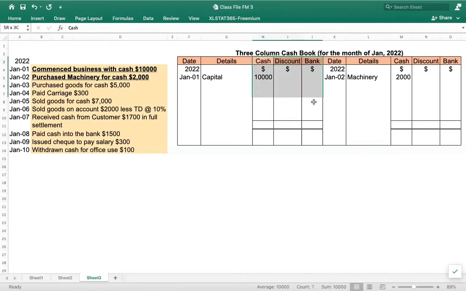Easy or hard? Easy. Just focus only on cash and bank. If they are increasing, increase in asset, debit. If they are decreasing, decrease in asset, credit. Got it?